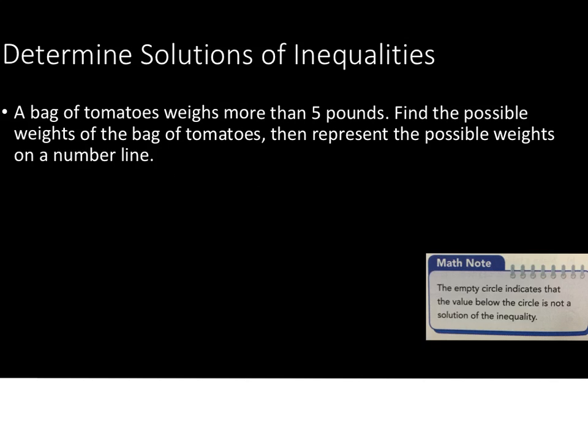It says a bag of tomatoes weighs more than 5 pounds. Find the possible weights of the bag of tomatoes, then represent the possible weights on a number line. So I know that the weight of the tomatoes, or W, is greater than 5 pounds. Alright, so now I've written an inequality for this. Now I'm going to represent the possible weights on a number line. So I'm going to go ahead and draw my number line.